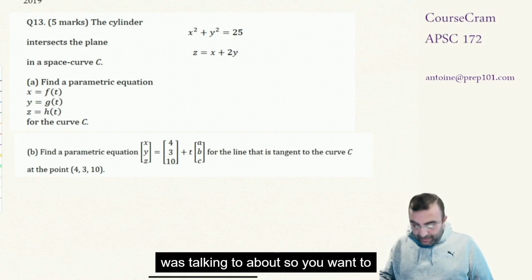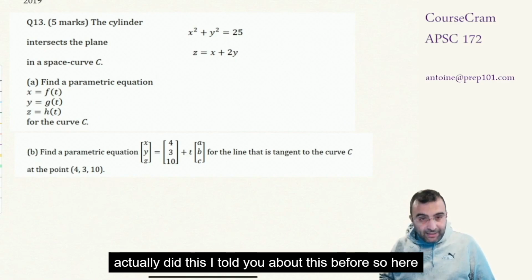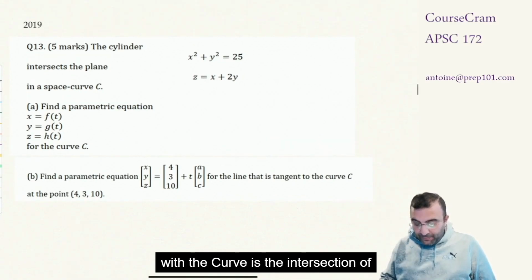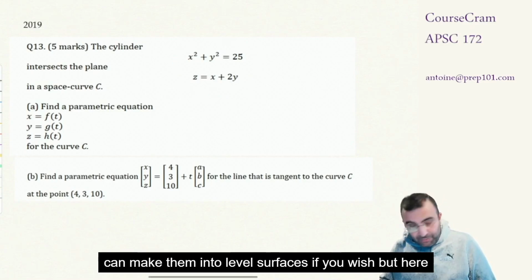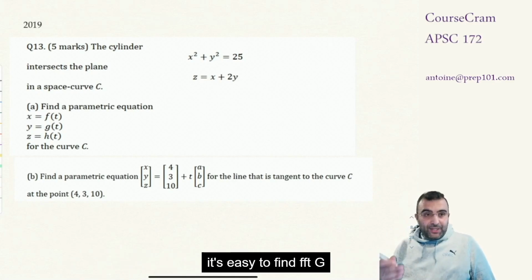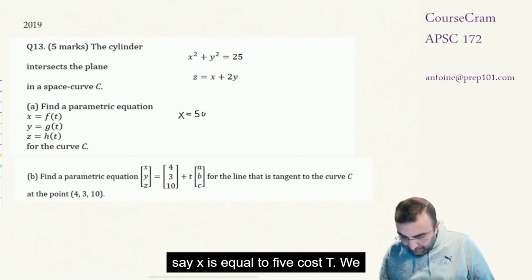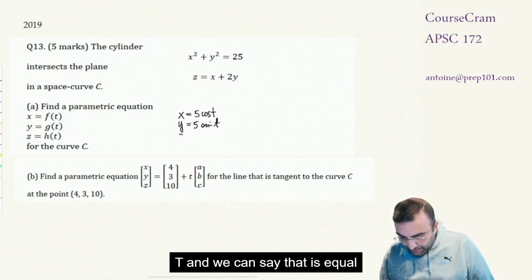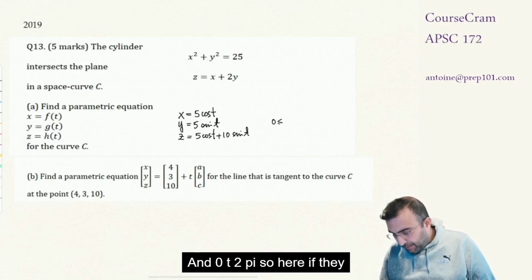Same thing here, but see here is that other example I was talking to you about. So you want to find a parametric equation for the curve. We actually did this. I told you about this before. So here the curve is the intersection of these two level surfaces. You can make them into level surfaces if you wish. But here it's easy to find f of t, g of t, and h of t, right? We saw this before. We can say x is equal to 5 cos t, y is equal to 5 sin t, and z is equal to x plus 2y, with 0 ≤ t ≤ 2π.